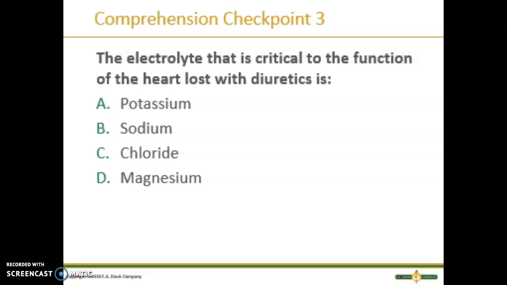That brings us to comprehension checkpoint number 3, and here's the question. The electrolyte that is critical to the function of the heart lost with diuretics is, and you are correct, that is potassium. And we talked about potassium and the need for supplements.